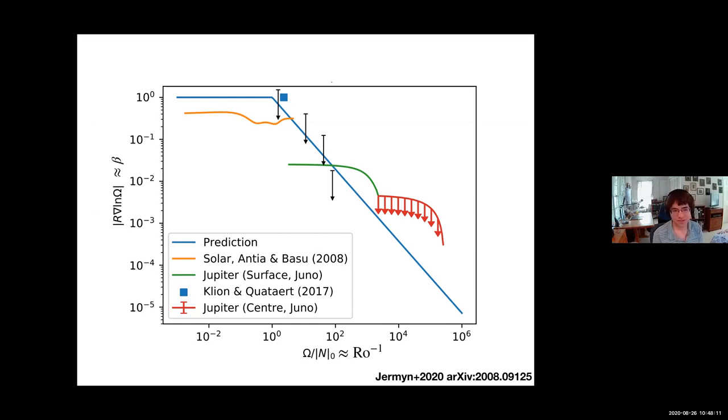So the orange is calculated from just the solar rotation profile, and the green and the red both come from Juno measurements, but they get a measurement at low depth, and then they get an upper bound at high depth. I see. Okay, great.